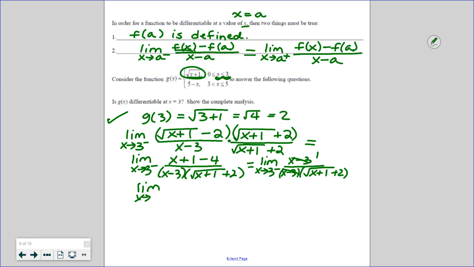So we now have the limit of 1 over the square root of x plus 1 plus 2, and I think we can now use direct substitution. And remember, that's when you can drop your limit notation. So we're going to plug in a 3. We'll end up getting 1 over 2 plus 2, which equals 1 over 4. So that's the limit from the left. Now we got to evaluate the limit from the right. I'm going to do that in a different color.